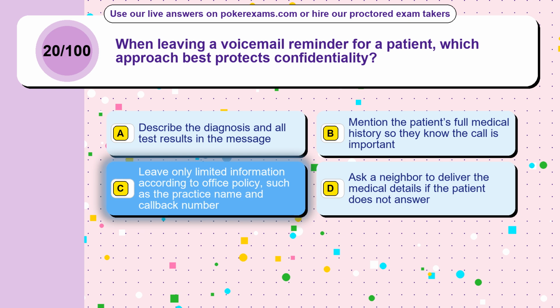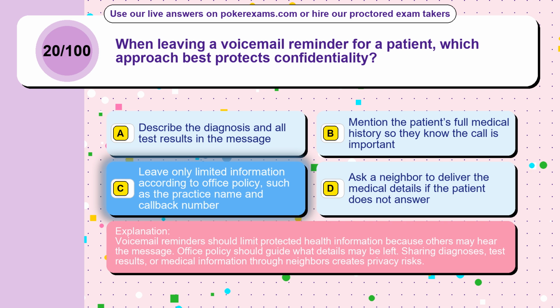The correct answer is option C. Leave only limited information according to office policy, such as the practice name and callback number. Voicemail reminders should limit protected health information because others may hear the message. Office policy should guide what details may be left.